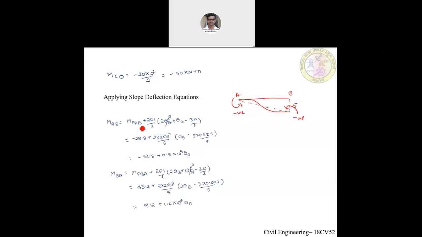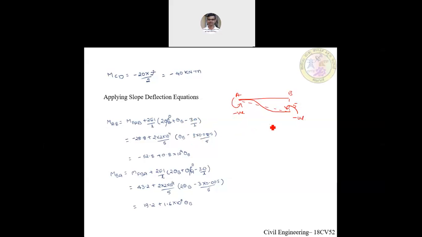Now you can see the slope deflection equation, which is MAB is equal to MFAB plus 2EI by L into minus 3 delta by L. This negative sign is already taken into consideration. If I have MAB is equal to negative, because of the sinking of support, the bending moment which is getting generated at joint A is negative. So this negative sign should be retained.